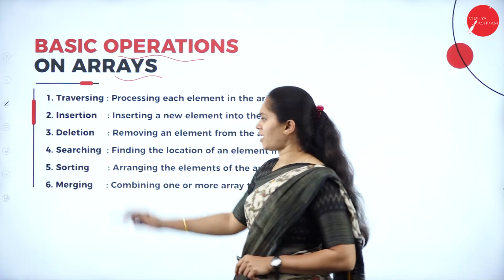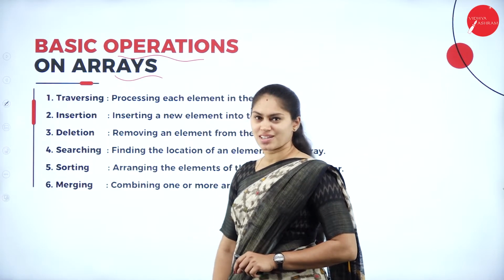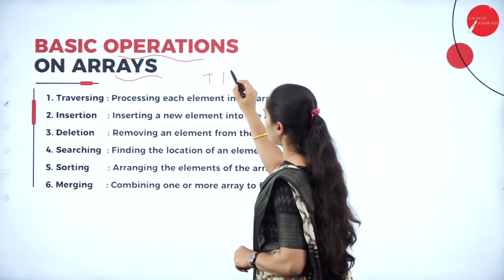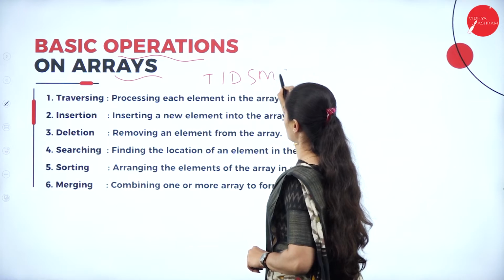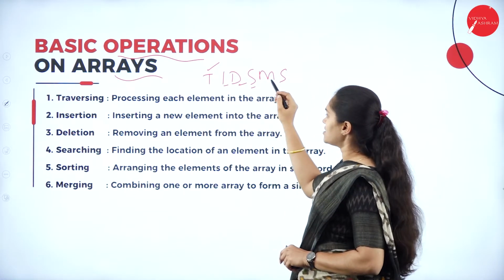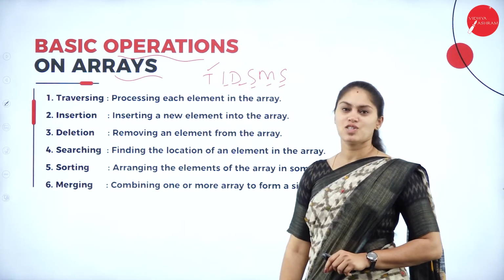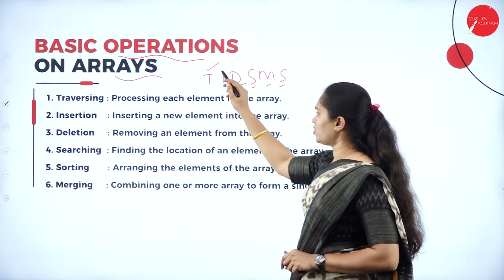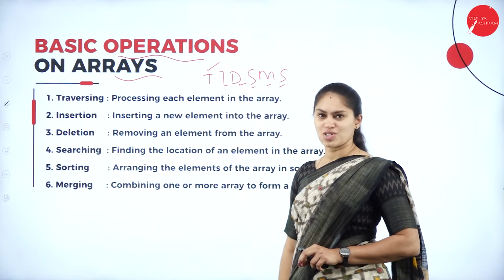How to remember it, ma'am? We have so many operations here. I have a solution for you. Remember it as TID SMS. So T represents traversing, insertion, deletion, searching, merging, and we have sorting. Fine. This is how you need to remember the basic operations on array.